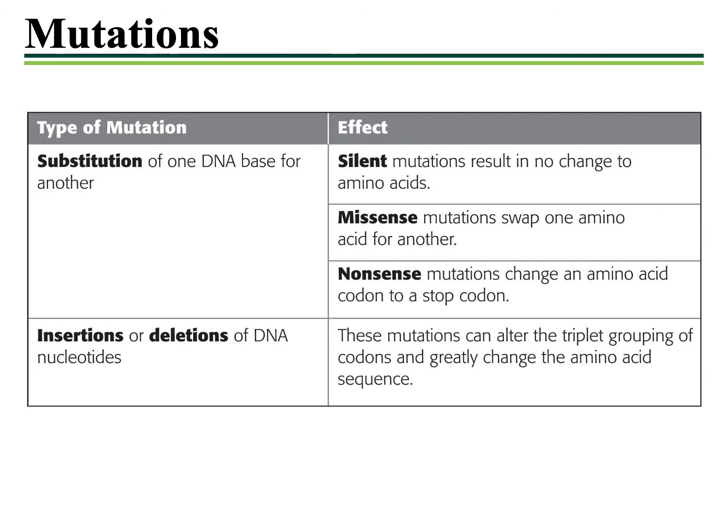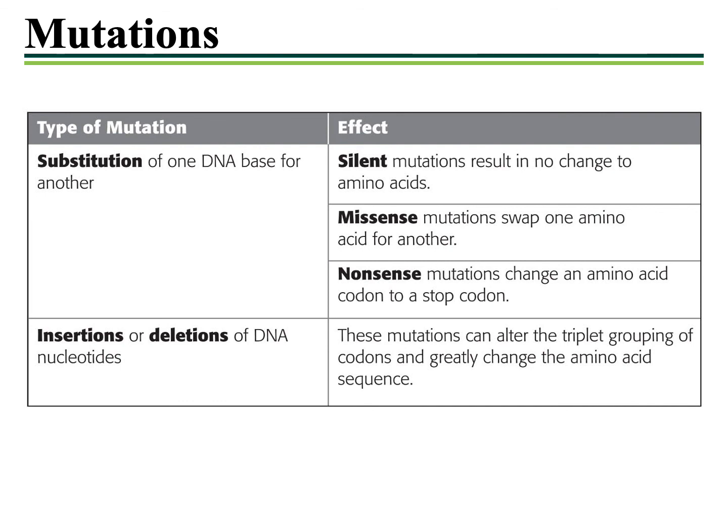Alternatively, you can have something referred to as a missense mutation. And a missense mutation is where amino acids are changed due to the substitution. The example we just looked at with sickle cell anemia is in fact a missense mutation. There's a different amino acid that gets inserted because of this nucleotide change.